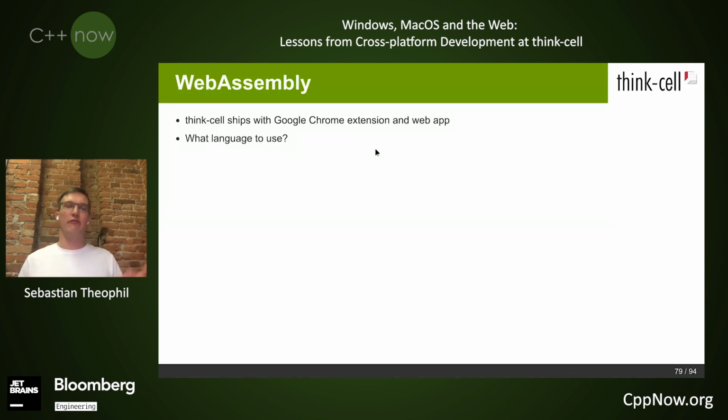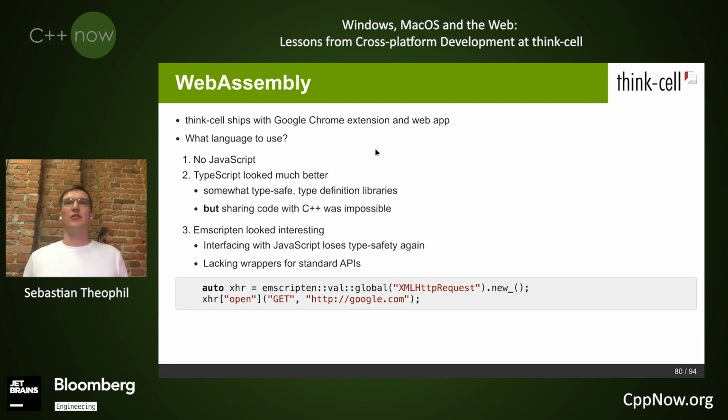So when we started writing this little web application, we asked ourselves, what language do we want to use? And it was pretty clear that JavaScript is a hard no, but TypeScript looked much better. It was type safe. It had these awesome, well, it still has these awesome type definition libraries that provide type descriptions for legacy JavaScript libraries. So you can use any JavaScript library in a type-safe way because there's a type description of their interface.